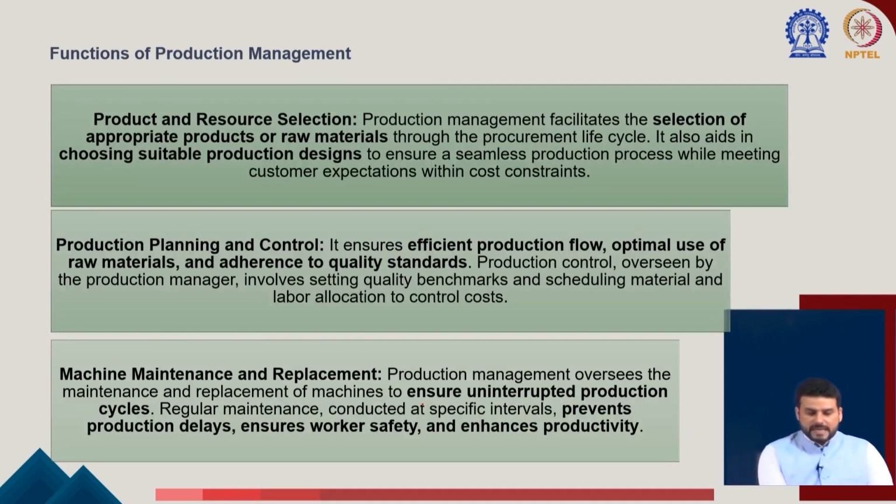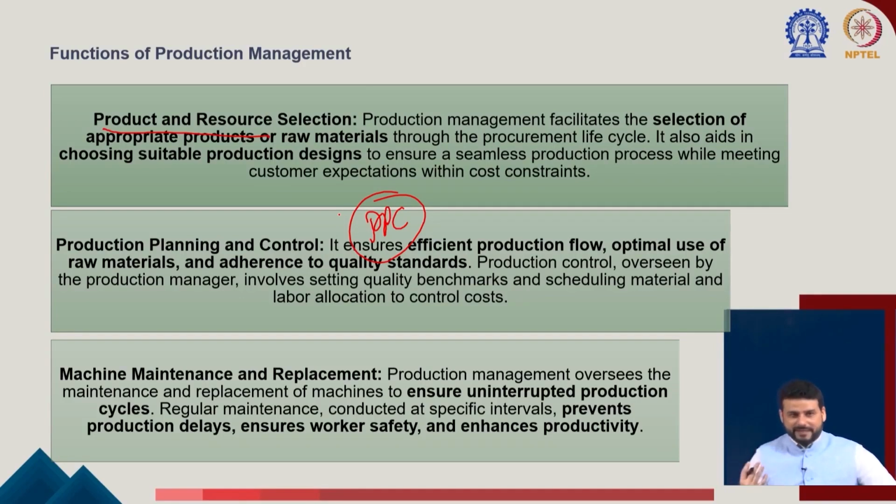So as production manager, what are the functions and responsibilities? Product and resource selection. First you will select the product, you will design the product, and for that you will select the resources. And then production planning: the PPC, production planning and control department, is there, which will help you to identify that model 1, this many units will be manufactured today, model 2, these many units will be manufactured. So PPC is helping with all the production schedules: when a particular model should be made, how much it should be made.